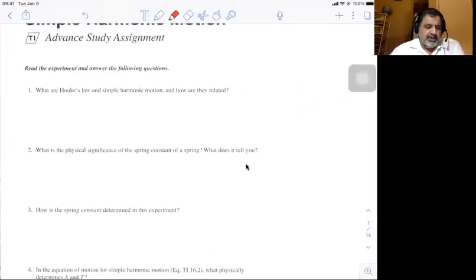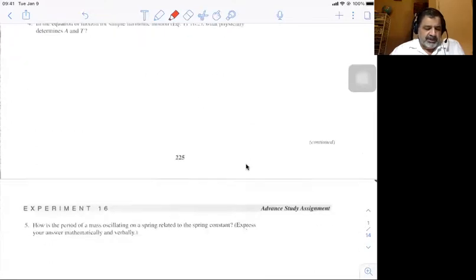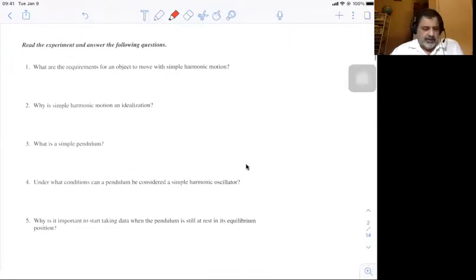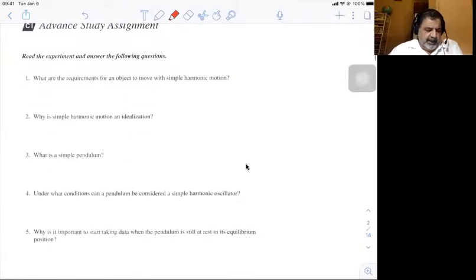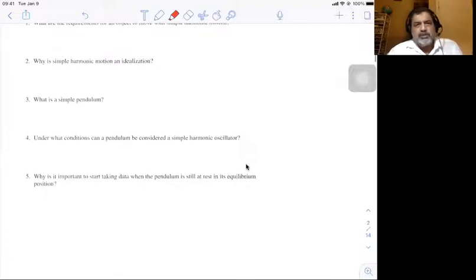Of course, we're doing the TI. We're not doing the CI, but if you want to answer the CI questions, the advanced study assignment CI, I'll give you extra points for that. You're not required to. No points will be deducted if you don't do it.